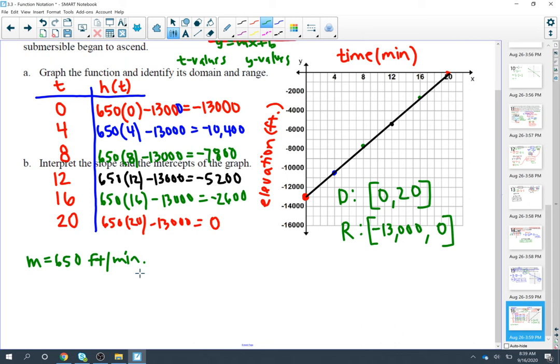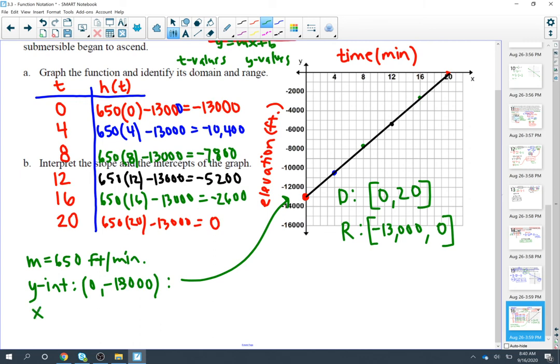Now, the y-intercept is at 0, negative 13,000. And my interpretation there would be that the submarine starts 13,000 feet below the surface. So before it does anything, it's down here at negative 13,000 feet, and that's where it starts its ascent.